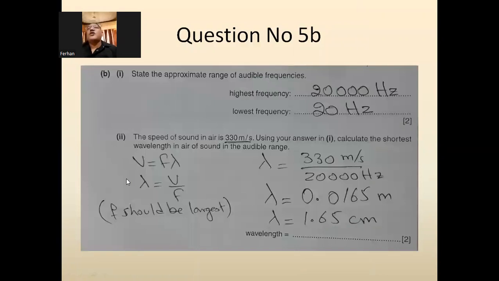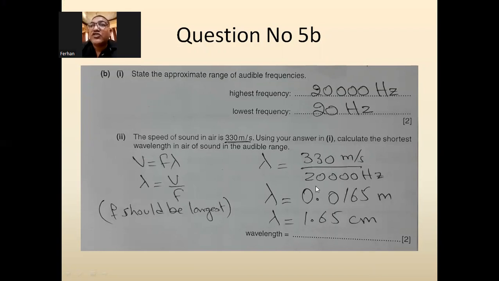Let me show you. The highest frequency is 20,000 hertz. The lowest frequency is 20 hertz. V equals f lambda, so lambda equals v by f. If you want the lambda to be the shortest, the f should be the largest. That's why I will use 20,000 hertz.